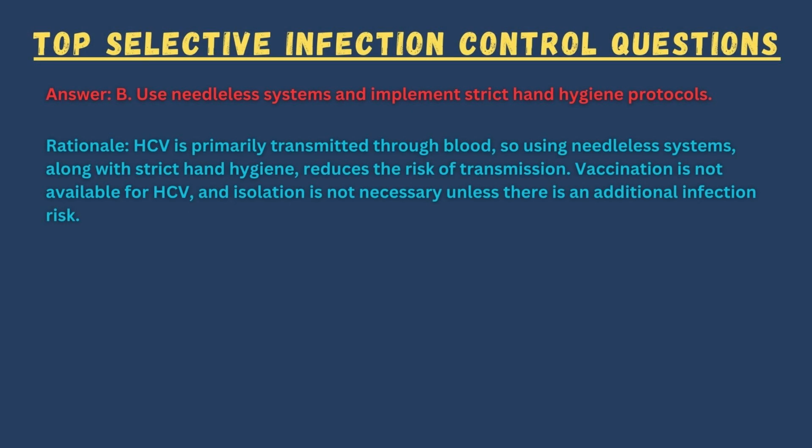Answer: B. Use needleless systems and implement strict hand hygiene protocols. Rationale: HCV is primarily transmitted through blood, so using needleless systems along with strict hand hygiene reduces the risk of transmission. Vaccination is not available for HCV, and isolation is not necessary unless there is an additional infection risk.